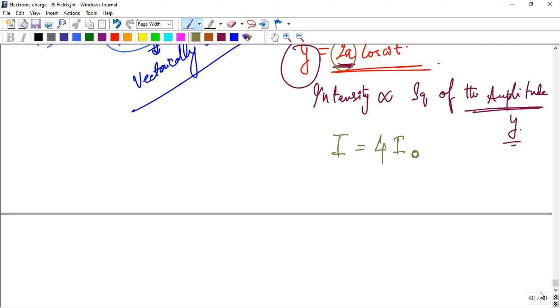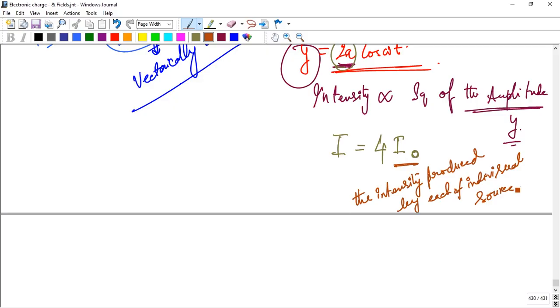So what is I naught? I naught is the intensity produced by each individual source. Okay, that's important. That's the intensity, so that is I0, and it is proportional to the amplitude squared.